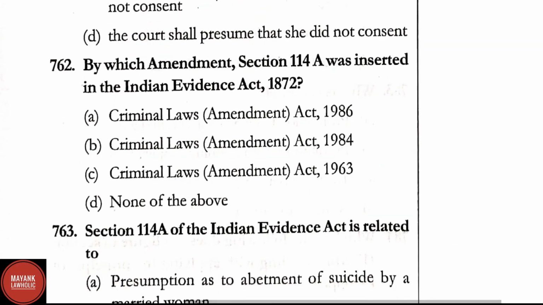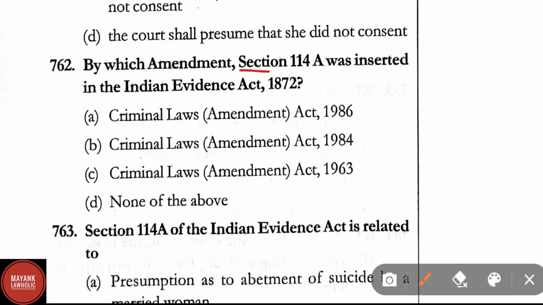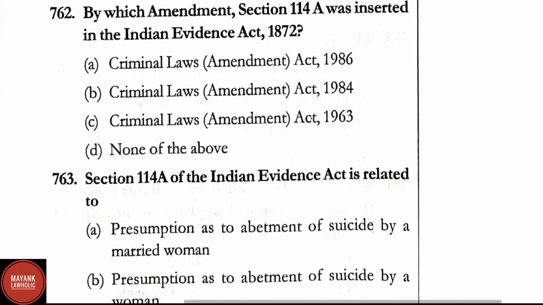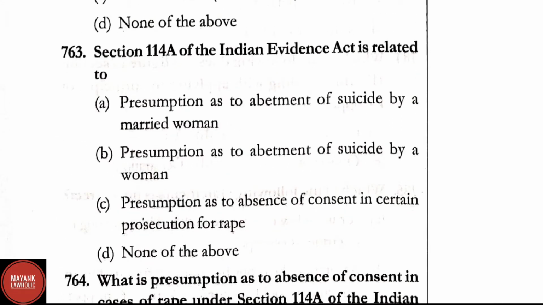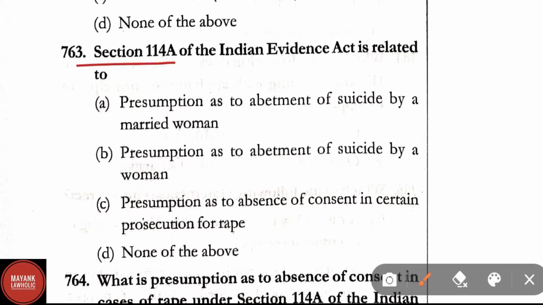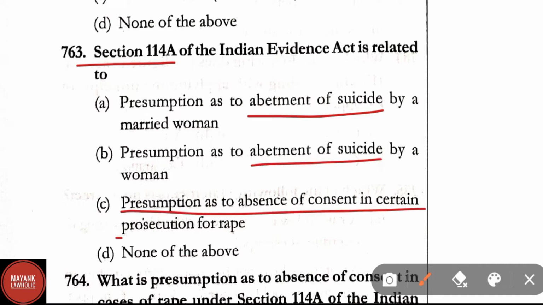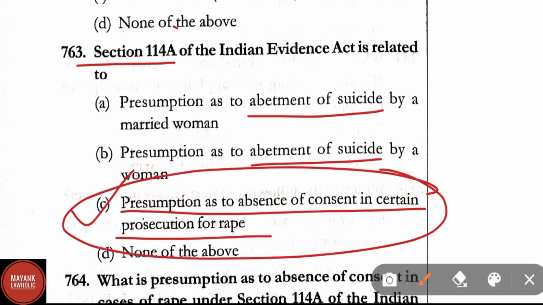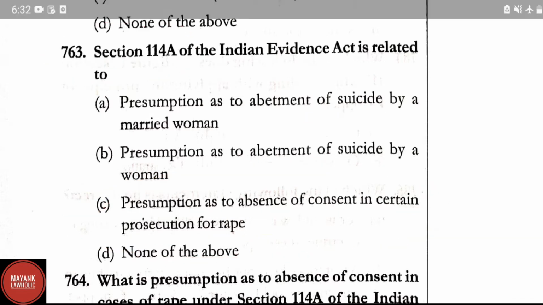Question number 762. By which amendment was section 114A inserted in the Indian Evidence Act? Here the correct answer is option D, that is none of the above. Question number 763. Section 114A of the Indian Evidence Act is related to: A, presumption as to abetment of suicide by a married woman; B, presumption as to abetment of suicide by a woman; C, presumption as to absence of consent in certain prosecutions for rape. Here the correct answer is option C, presumption as to the absence of consent in certain prosecutions for rape. Section 114A of the Indian Evidence Act is related to this.